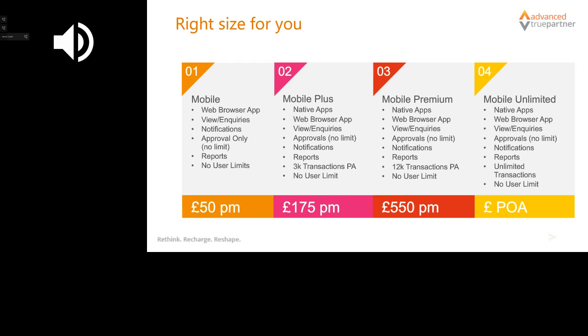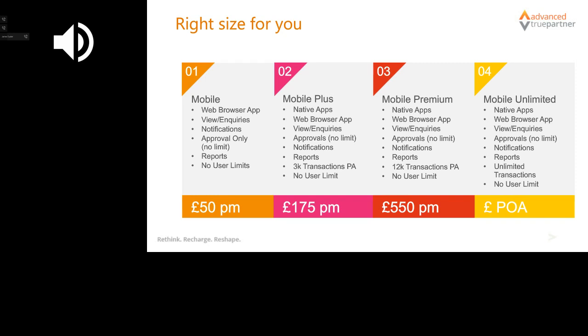So as you can see here, we've got 4 tiers. Now the tiers are not based on how many users you have. You'll probably see from going along in each tier that the only difference is how many transactions you use per year. So our first tier is just the standard mobile, set at £50 per month, and that has no transactions. So this is purely based on being able to view reports. Again, there's no user limit on this, but there's no transactions involved with that.